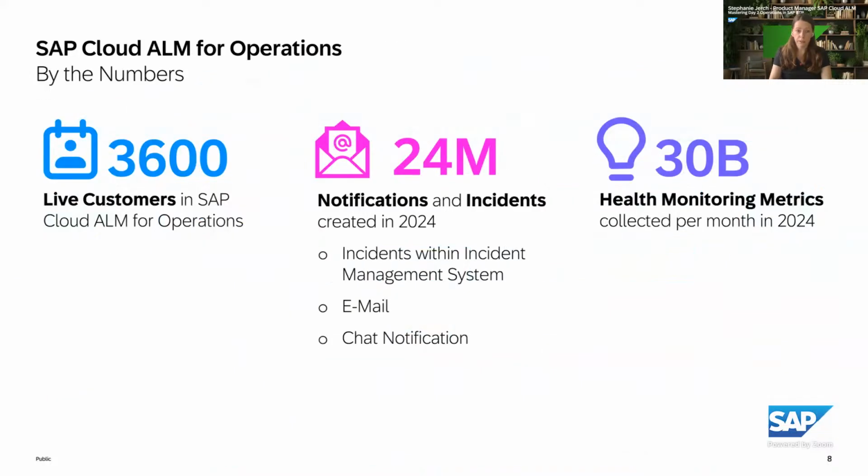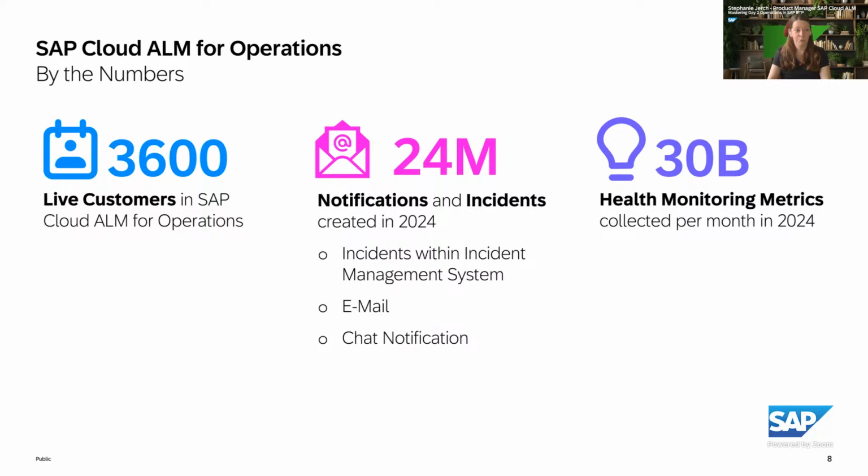Just a few numbers on SAP Cloud ALM. So we have in the meantime at least 3,600 live customers, and this is always getting more and more using the Cloud ALM in the operations area to monitor the landscape. In 2024, so last year, for example, 24 million notifications and incidents were created. So incidents meaning tickets or also triggering a chat notification, and to also bring in something of the volume of the metrics which we handled, for example, on a monthly basis in health monitoring, 30 billion metrics were collected.